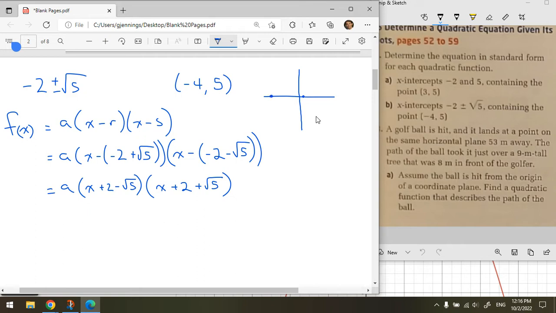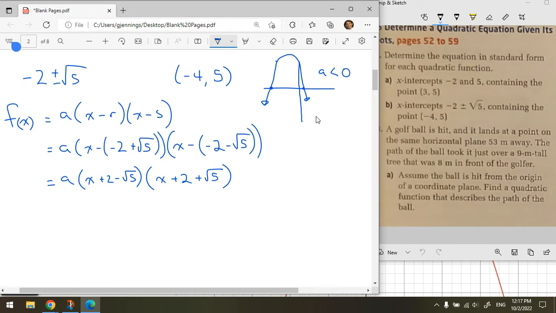And then the point -4, 5. Well, -4 is a little bit inside that point -2 minus root 5. So that's actually the point up here. So we're expecting some a value that's negative and has a magnitude that's fairly large, because it jumps up pretty fast. It jumps up by 5, just going about 0.2 in the x. So again, we know that a is less than 0, and that's going to be good for our error checking.